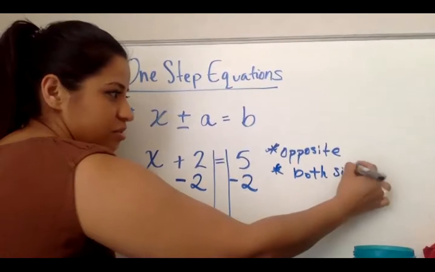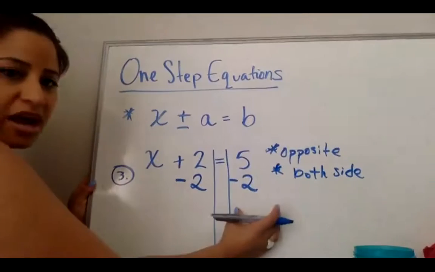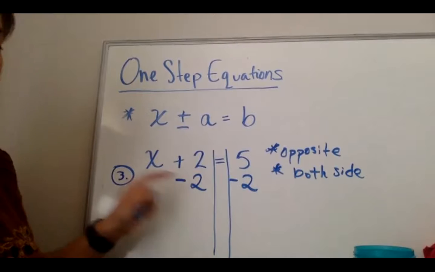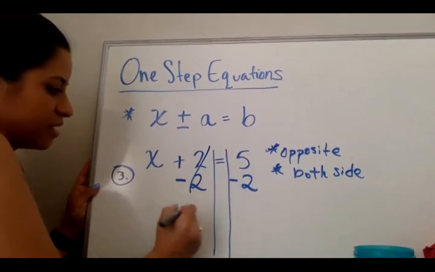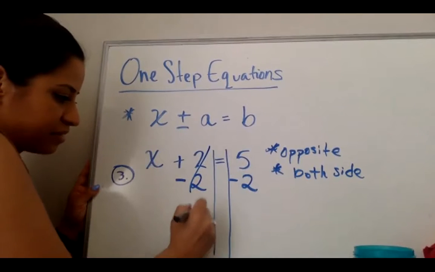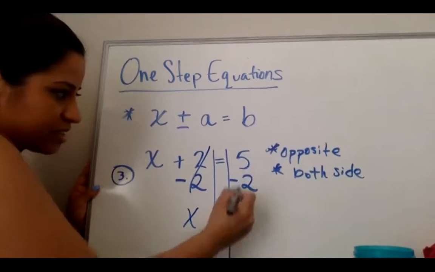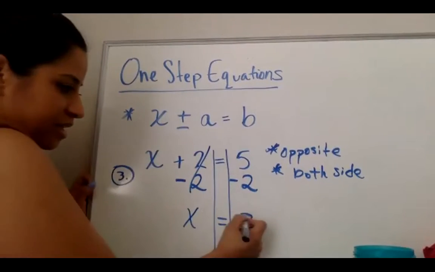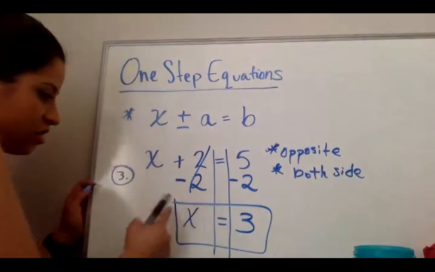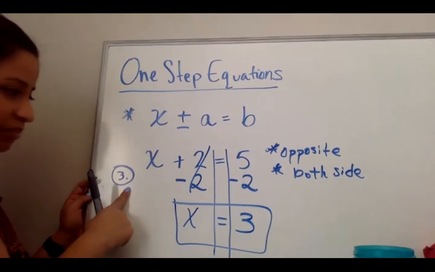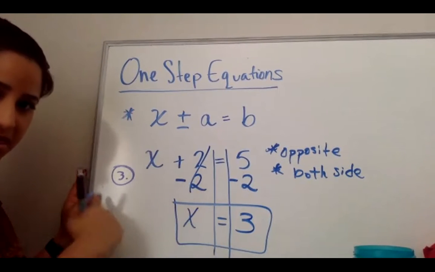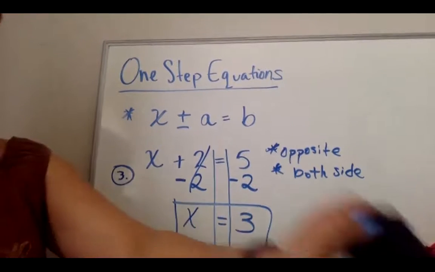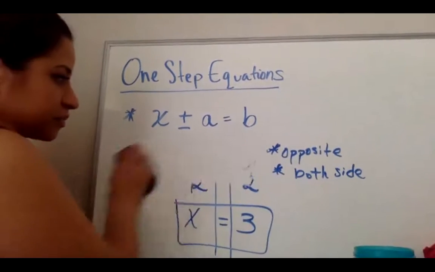Whatever you do to one side, you have to do to the other side to keep it equal. So 2 minus 2, that goes away, and you bring this part down, bring your equal sign down, and then 5 minus 2 is 3. So we get our same answer, 3, both ways. The algebraic way, and then the easier way if you were in grade school. Let's do one more example.